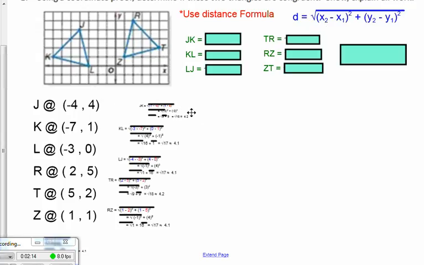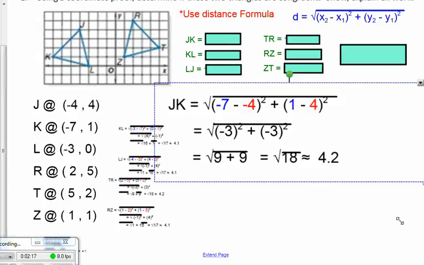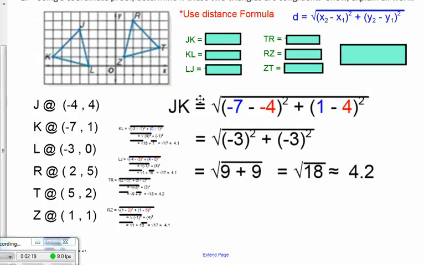Okay, so I'm going to bring this one up. This is the work you would show to find the distance, or the length, of JK. Start with JK, and I just plug it into my distance formula. -7, which I got from K right here, minus -4, which I got from J right here, all of that squared, plus 1, again from K, minus 4, which came from J. Notice that -7 and 1 are first. They're the ones from K. The two red ones match from J. The two blue ones match from K.